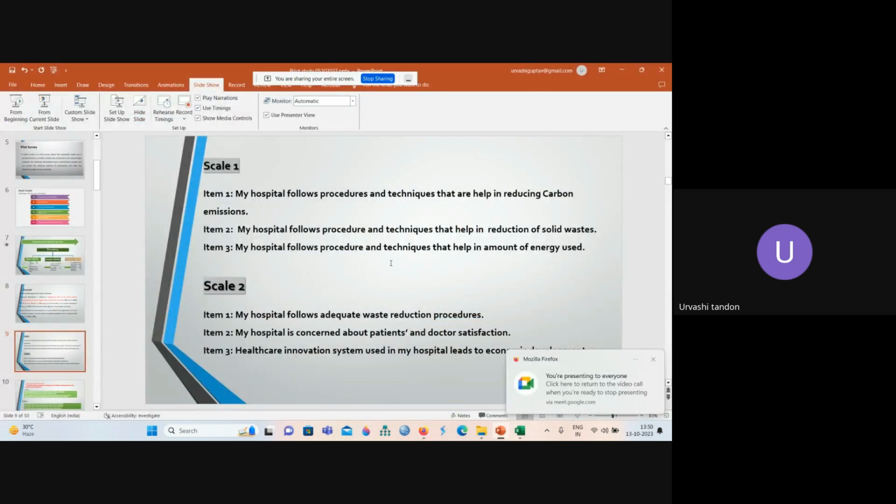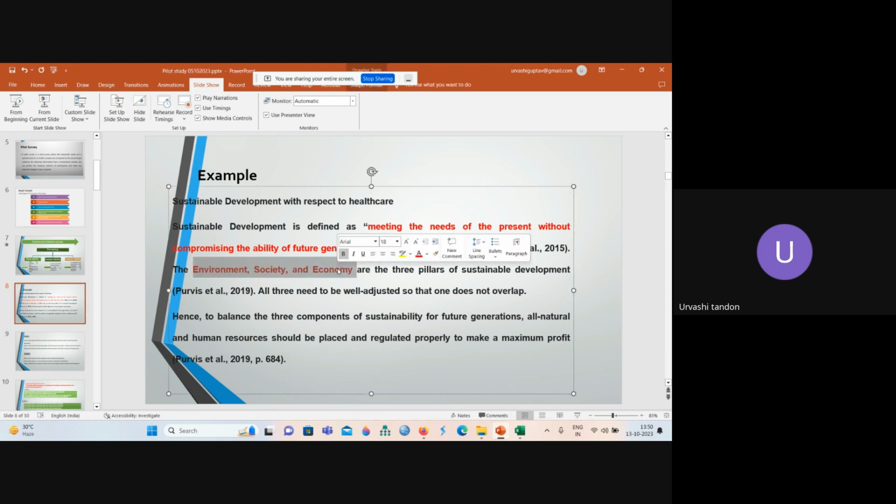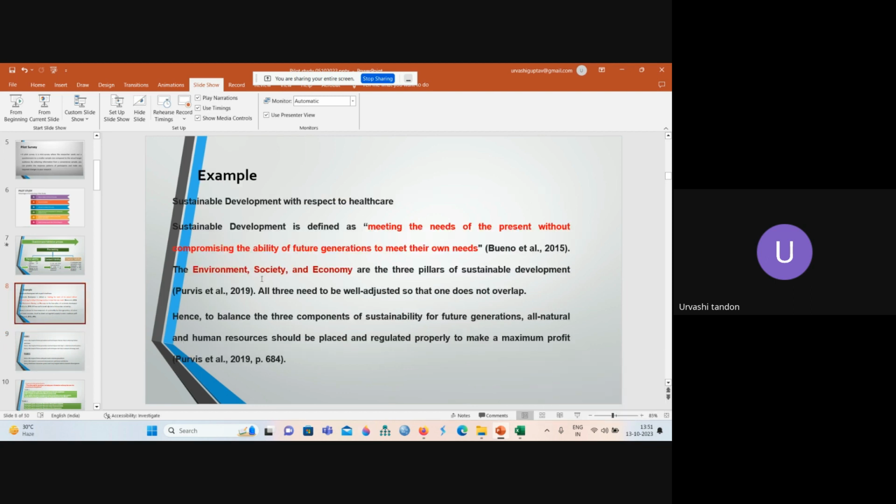See, now my concern was, please read this line: environment, society, and economy. They are the three pillars of sustainable development. Is that correct? Right? So once we go to scale 1 and scale 2, scale 1 has more items related to the, item 1 is saying what? My hospital follows procedures that help in reducing carbon emissions, right? Second is reduction in solid waste. Third is amount of energy used. Means it is measuring more of your items related to environment. But what about society and economy? It's not measuring society and economy, no.